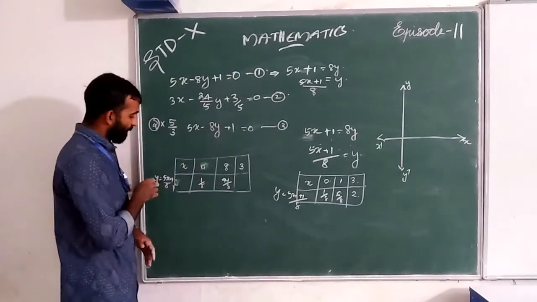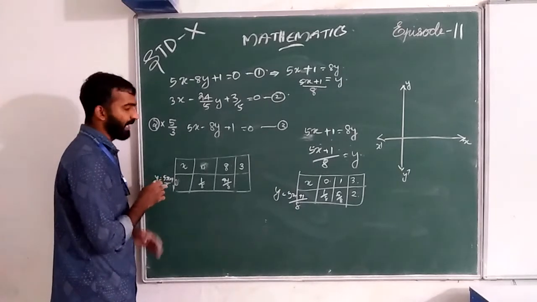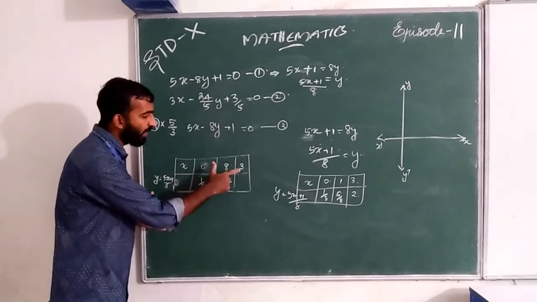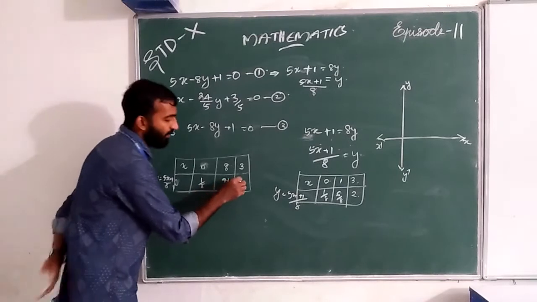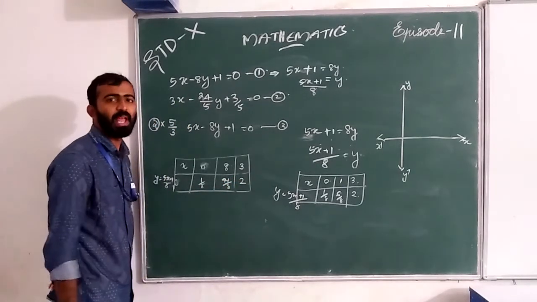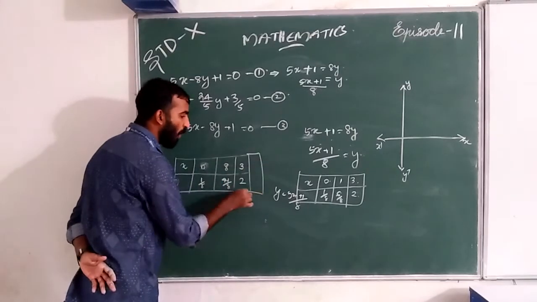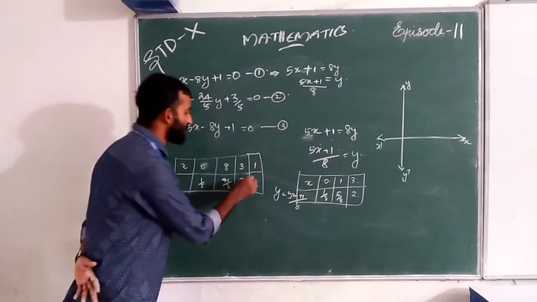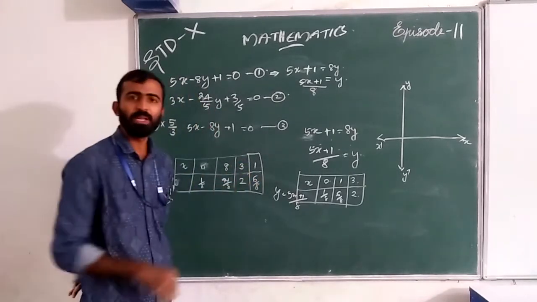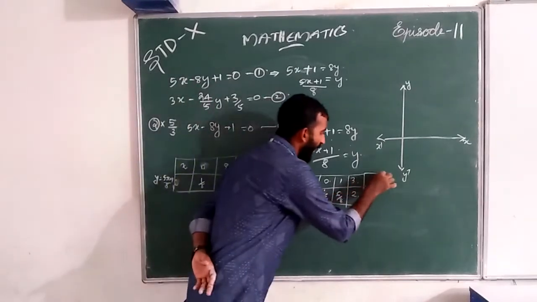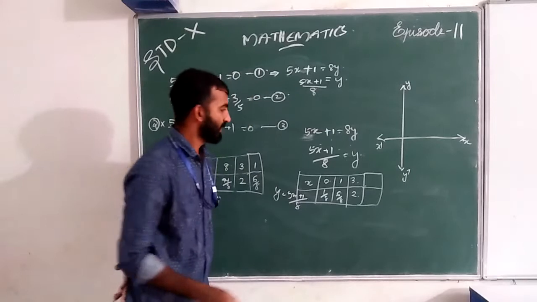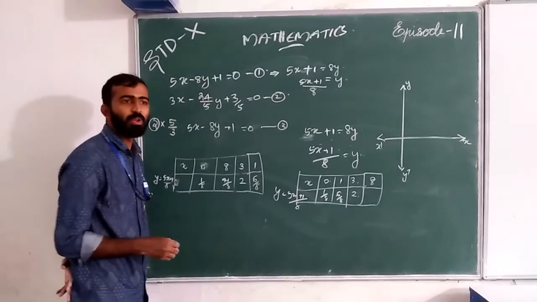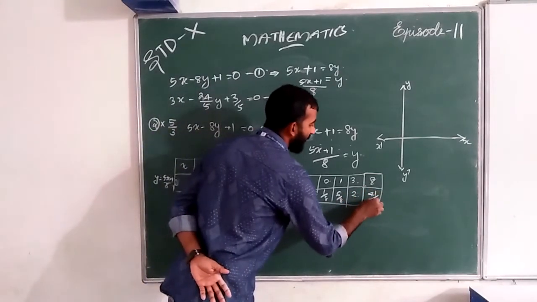In the first equation, here is also 5x plus 1 by 8. Actually, this y equation is the same. So I take 3, then we get 2. Is it? Yes. And when I take the x coordinate as 1, I get 6 by 8. Here I take 8. What we get? 41 by 8.